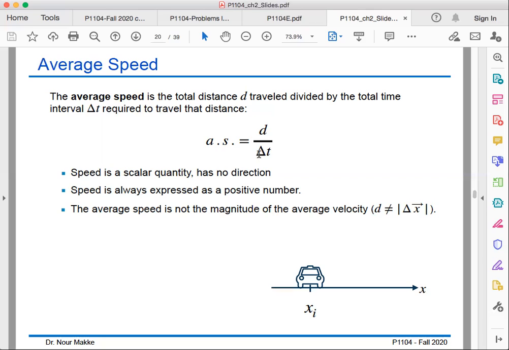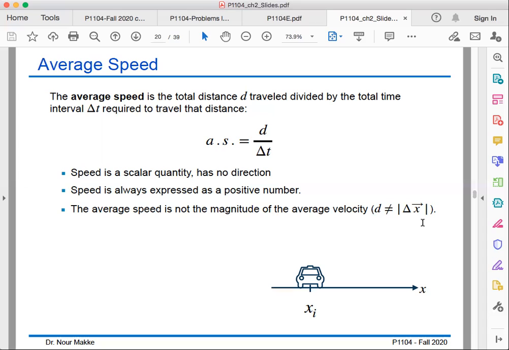So since d and delta t are both positive, the average speed is also positive. And finally, the average speed is not the magnitude of the average velocity. Because d is different than delta x, we have seen earlier that the distance is not necessarily the magnitude of the delta x vector. It could be equal in a particular case, but it's not the general case.